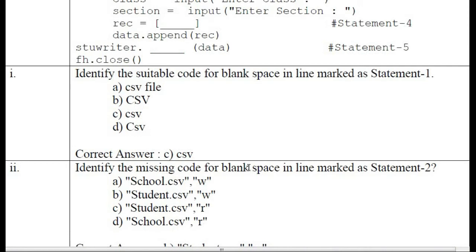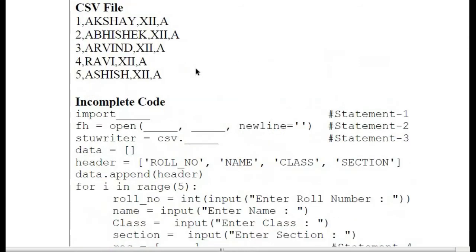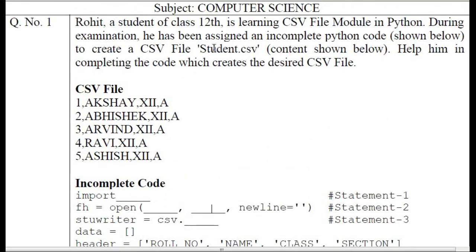Identify the missing code for blank space in line marked as statement 2. What is missing in this statement 2? fh equal to open, then 2 blank spaces. What are the arguments of open function? First one, name of the file, then the file mode. What is the file name? Student.csv. Then this file is for writing. So you have to open the file in write mode or in append mode.